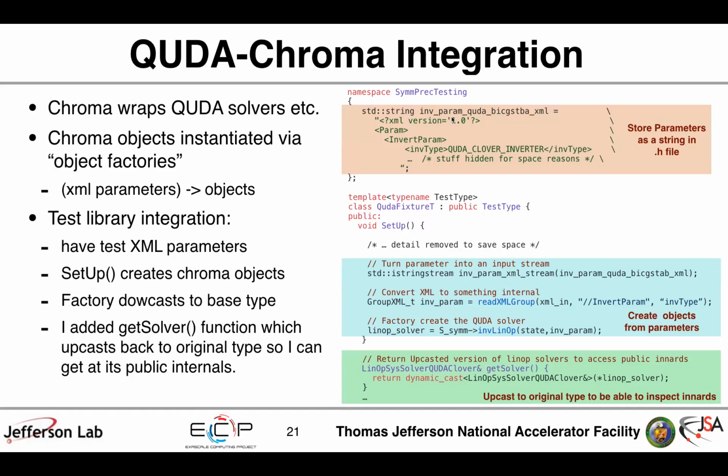Then in my tests, I can use the reference code to basically deal with this XML. I turn it into a string stream, and then I can read from that. And then finally, I call this factory function called s_sim, which stands for symmetric action. And it has a method on it called invaluable, which gives me back a solver. Please excuse me.